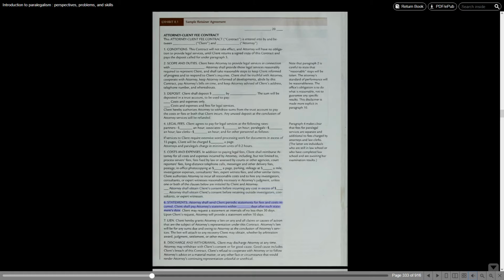6. Statements. Attorney shall send client periodic statements for fees and costs incurred. Client shall pay attorney's statements within ___ days after each statement's date.